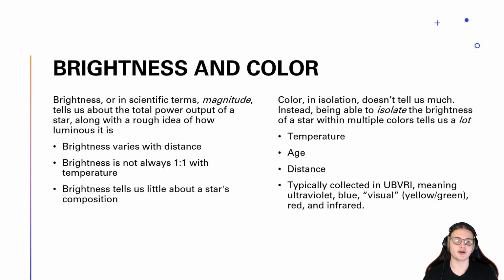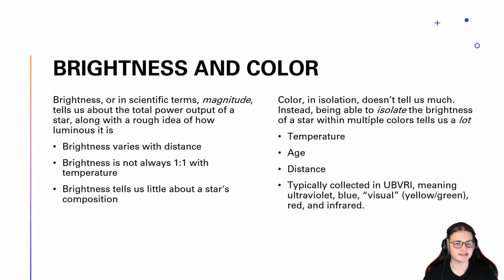Brightness, henceforth called magnitude, tells us the power output of a star and gives us an idea of its luminosity. It varies with distance and isn't always one-to-one with temperature, so brightness alone tells us little about a star's composition. Similarly, a single color doesn't tell us much, but isolating brightness in multiple colors tells us a lot: temperature, age, and distance. From that, we can infer composition, metal fraction, and reddening, which we'll explain later.